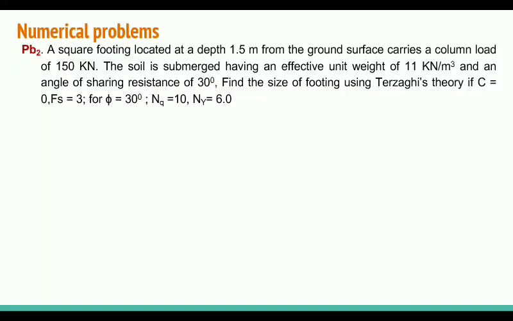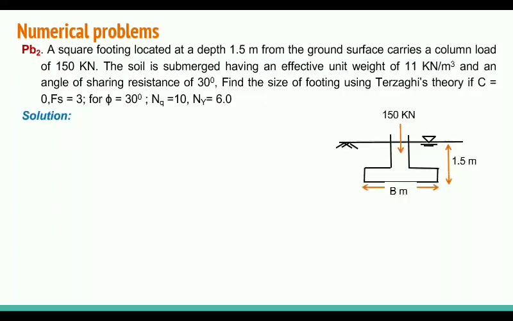If C is equal to 0, the factor of safety is 3, for phi 30 degree Nq is 10 and Nγ is 6. So we have to calculate the size of the footing. Here the shape of the footing is square, right? We have to use the Terzaghi theory. In this figure you can understand that the load coming on the column is 150 and the depth of the foundation is 1.5 meter. Submerged unit weight is given as 11. So we have all the data.